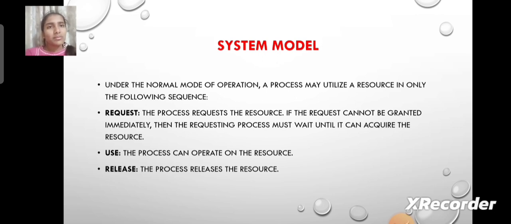System model. Under the normal mode of operation, a process can utilize a resource in only the following sequence. Request: the process requests the resource. If the request cannot be granted immediately, then the requesting process must wait until it can acquire the resource. Use: the process can operate on the resource. Release: the process releases the resource.